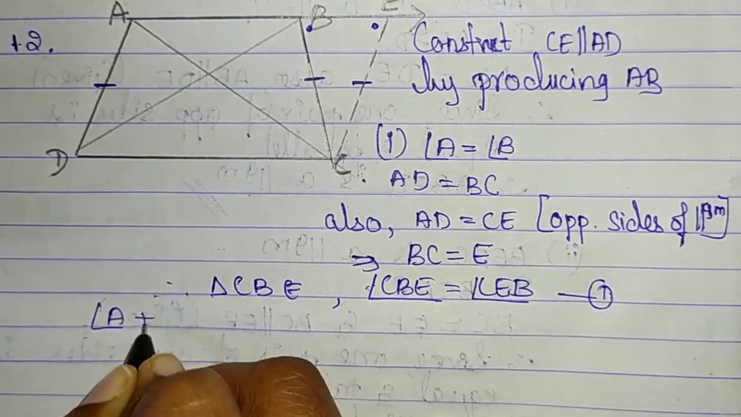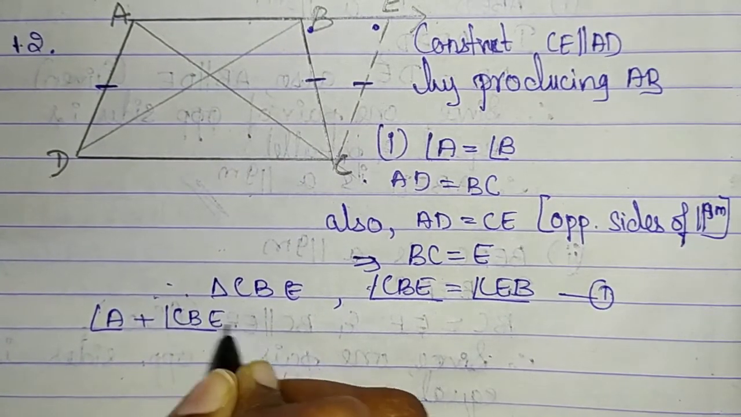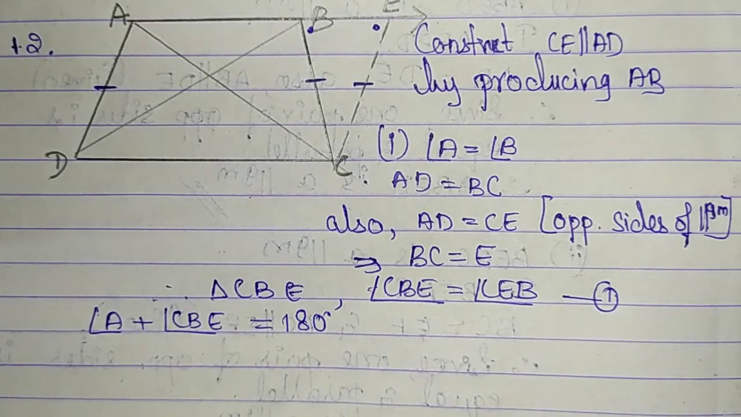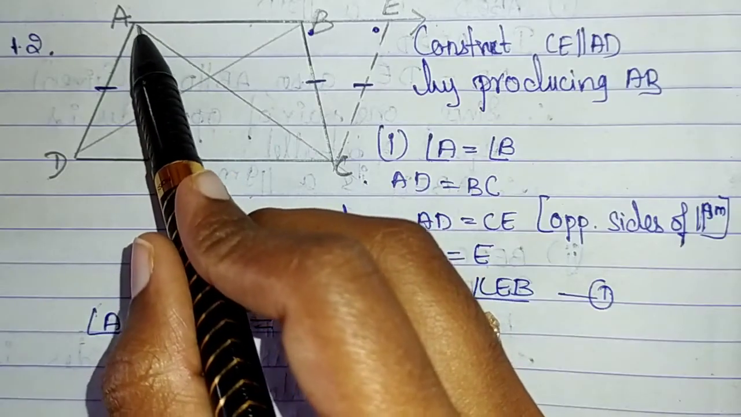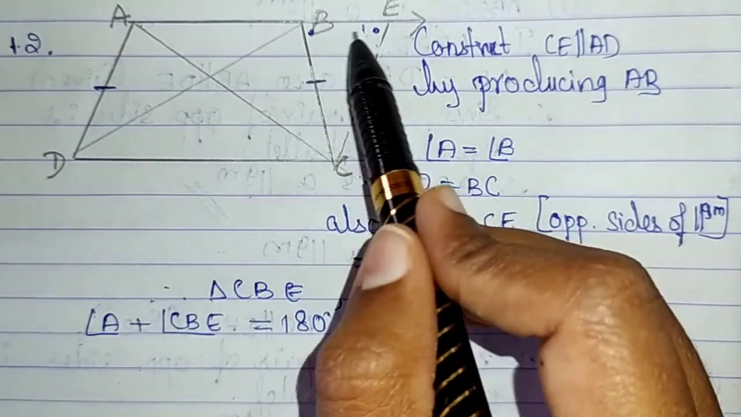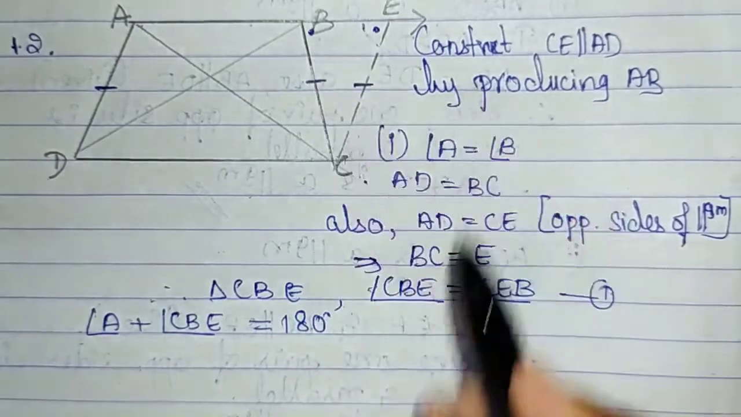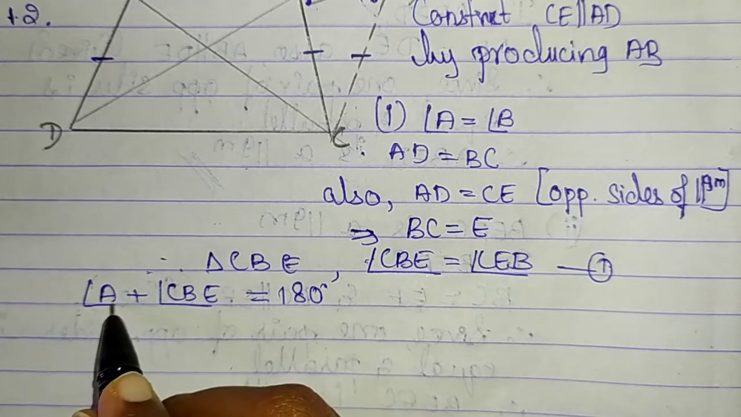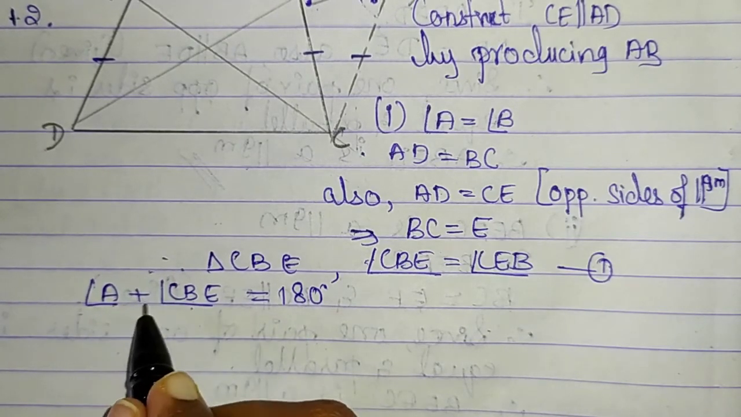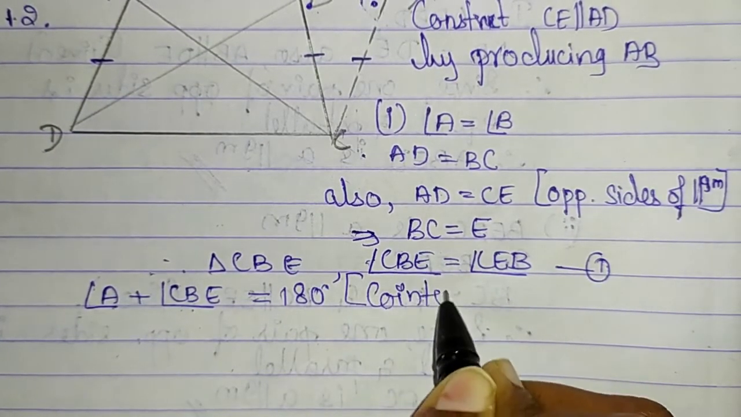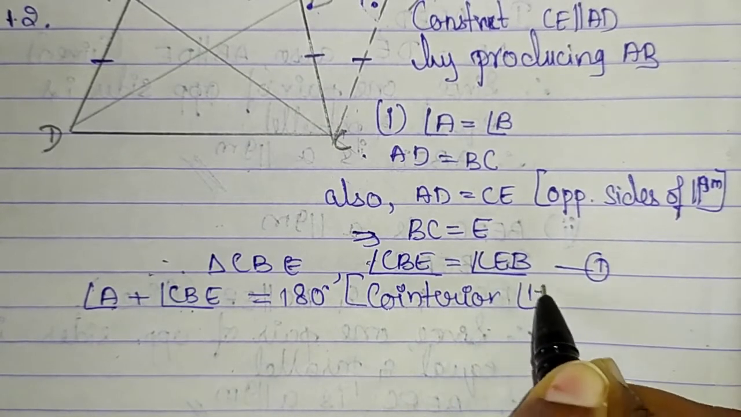Angle A plus angle CBE is equal to 180 degrees because they form angles on the same side of the transversal. It is actually angle A plus angle CEB, but since CEB is equal to CBE, I am replacing CEB by CBE directly. So angle A plus angle CBE is equal to 180 degrees. Write the result. They are co-interior angles.